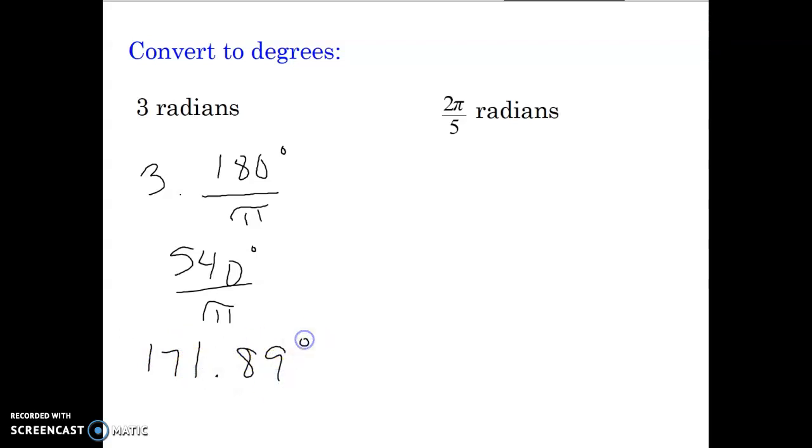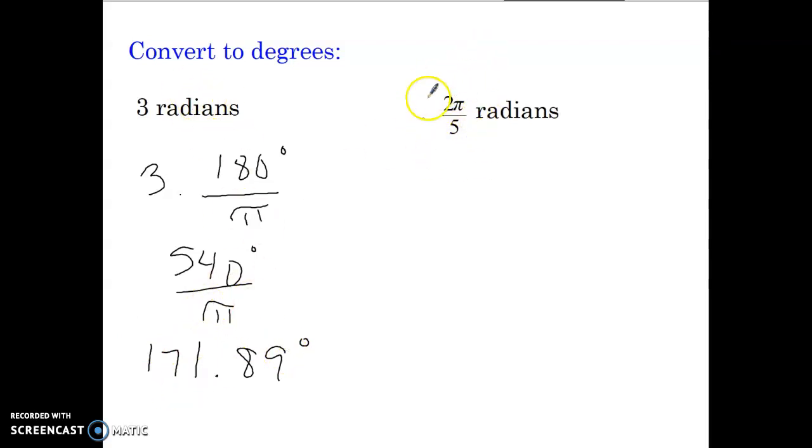171.89 degrees is what that rounds to. All right, so there's my degree measurement that goes along with 3 radians. Okay, so remember, 3 is a little bit less than 3.14, right? It's a little bit less than pi. So it makes sense that my angle measure would be a little bit less than 180. So those correspond together. That makes sense.